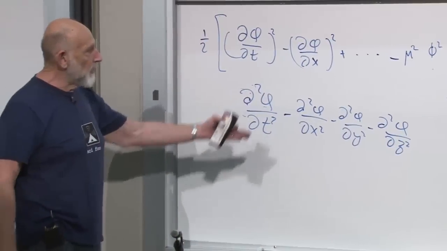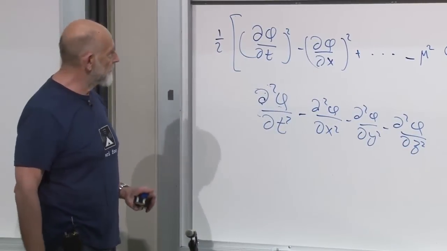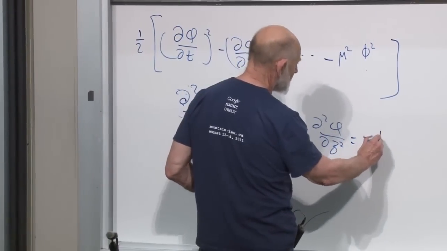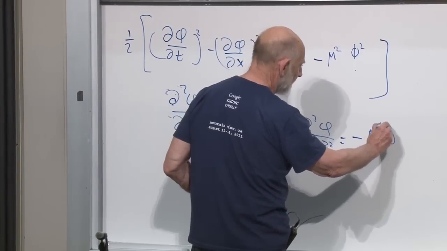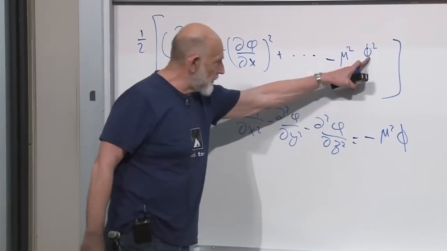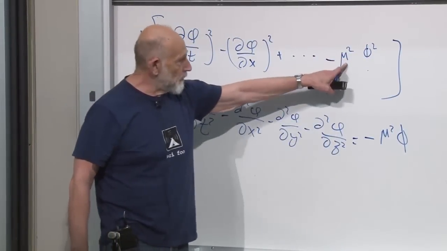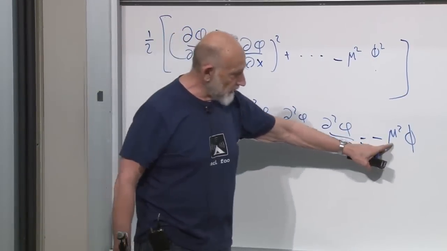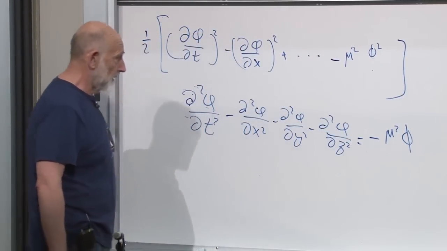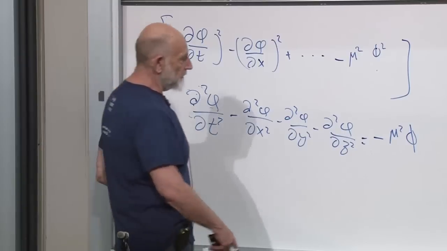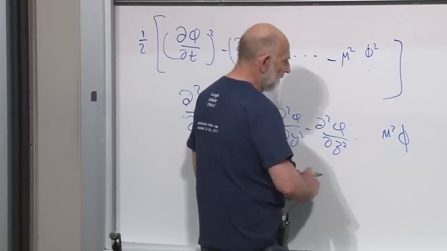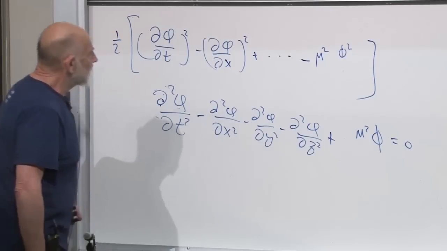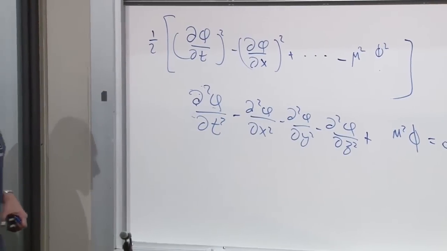And that has to be equal to dL by d phi. So that's equal to minus mu squared phi. When you differentiate mu squared phi squared with a factor of 2, you just get minus mu squared phi. Or if we want to put everything on the left side, plus mu squared phi equals 0. This is a nice simple equation. It has a name.